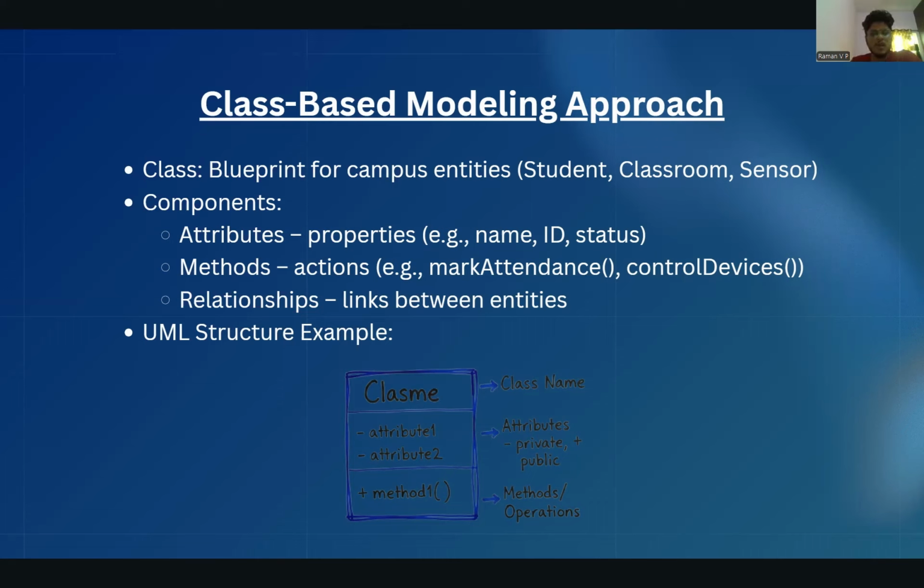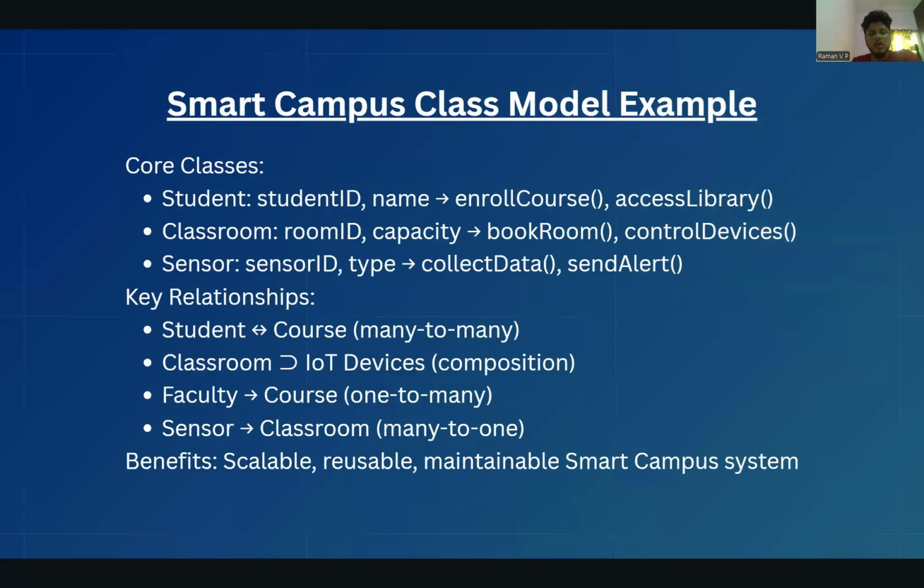We use UML class diagrams to visualize this. Each box shows its attributes, methods, and relationships. The visibility symbols like plus for public and minus for private help us to secure structured data. These diagrams keep everyone, developers, IoT engineers, database teams, aligned on the same design. Here we see some class-based model examples.